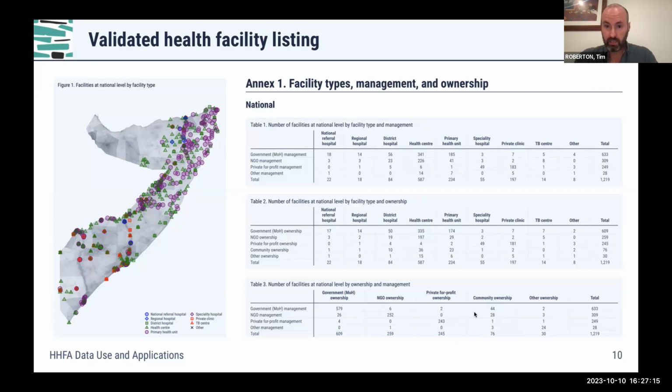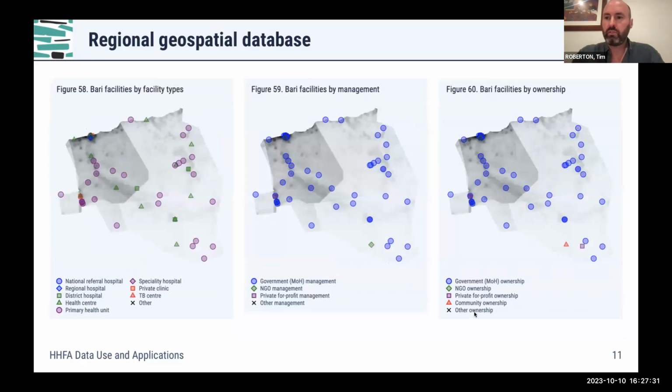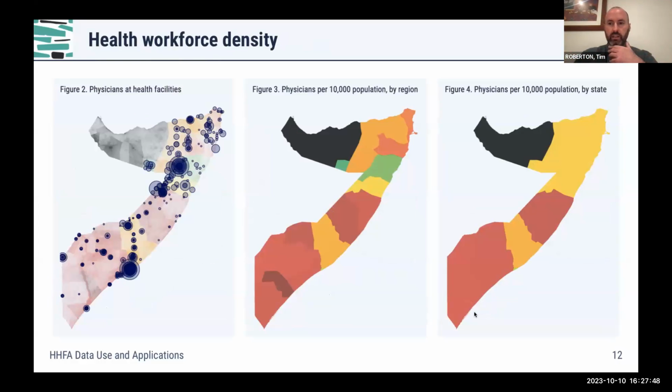And in my understanding, in Somalia, there can be a difference between management and who's running the facility, who owns the facility. So all of that has been documented, along with lots of other detailed information about the facilities. So this is now serving as a validated health facility listing. And again, we're developing geospatial outputs for this, for different region officers and for district officers. So every region, state, district has a detailed account of the health facilities in their area.